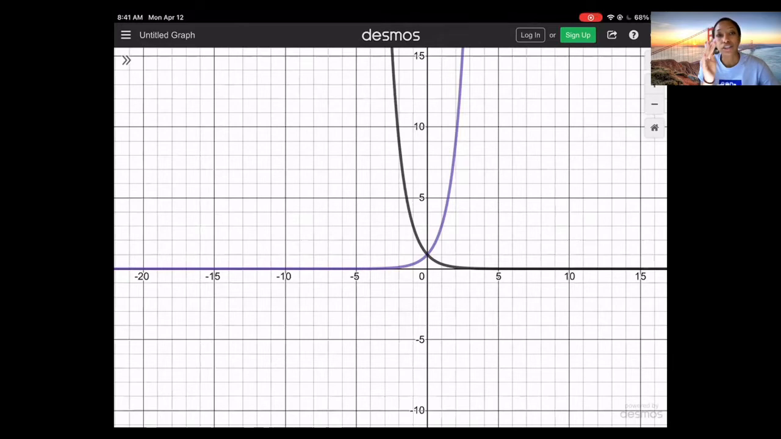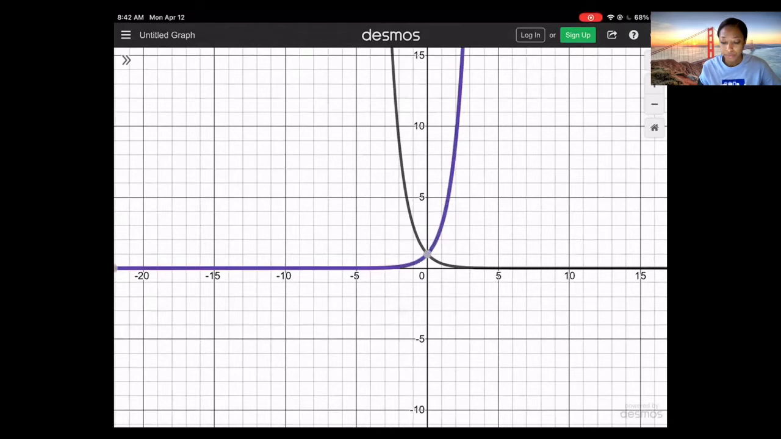They're actually reflections of each other. So if you take the purple line and reflect it across the y-axis, then you get the black line, okay? So they're kind of opposites of each other in that way. But they both have the same domain. You can plug in any value for x. You can only get out positive values for y, so same range. Both cross the y-axis at 0, 1. And both have horizontal asymptotes at the x-axis.